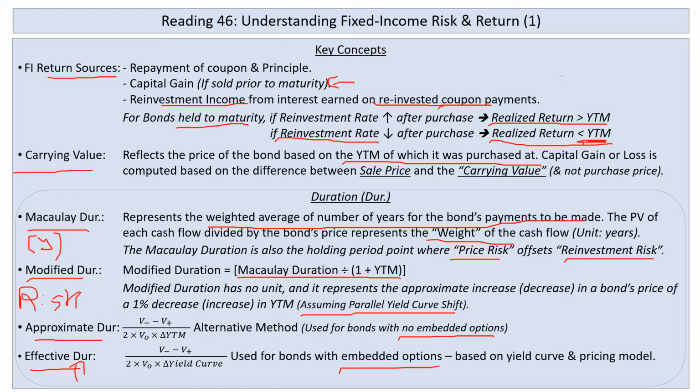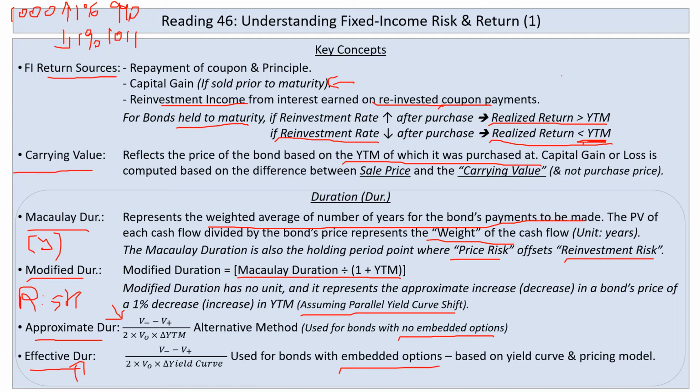The formula of the approximate modified duration is stated over here. You should know it, but let's talk about it. Let's assume that the bond's price was initially $1,000. If YTM increased by 1%, the bond's price decreased to $990, and if YTM decreased by 1%, the bond's price increased to $1,011. That's obvious, there's the effect of convexity over here.